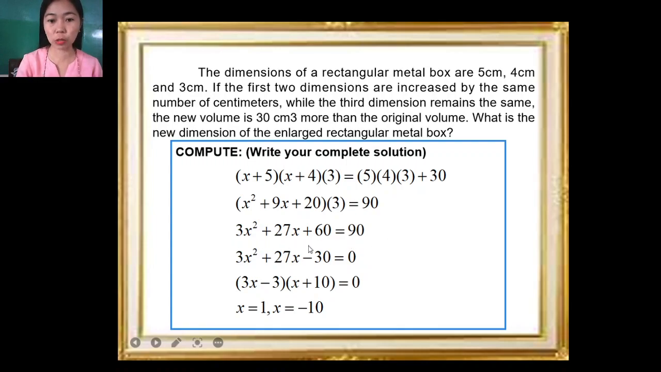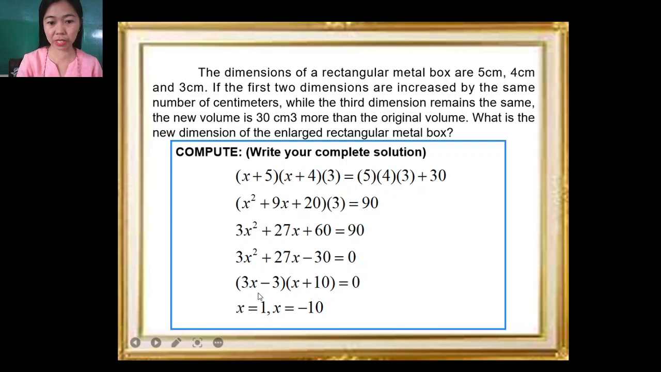So, if we're going to subtract 90 on the left side, so we have 60 minus 90 is negative 30. That's why we have here 3x squared plus 27x minus 30 equals 0. And yung left side natin is a trinomial, which is factorable. So, i-factor natin siya. Yung 3x squared, i-factor natin.